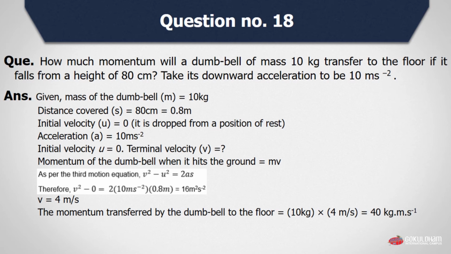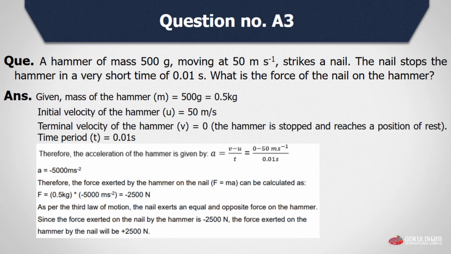Now we will move to our next question. The question that we are going to solve now is from the additional exercise, question number A3. The question is that a hammer of mass 500 gram moving at 500 meter per second strikes a nail. Means when a hammer of 500 gram is moving at a speed of 500 meter per second, it strikes a nail. The nail stops the hammer in a very short time of 0.01 seconds. What is the force of the nail on the hammer? Here the nail stops the hammer in 0.01 second, and we have to find the force of the nail on the hammer. Let's see the answer.